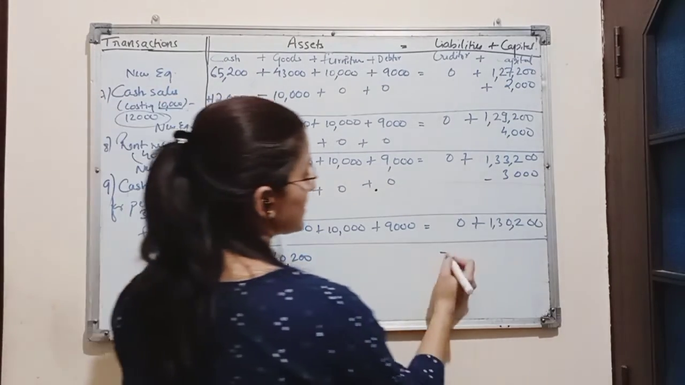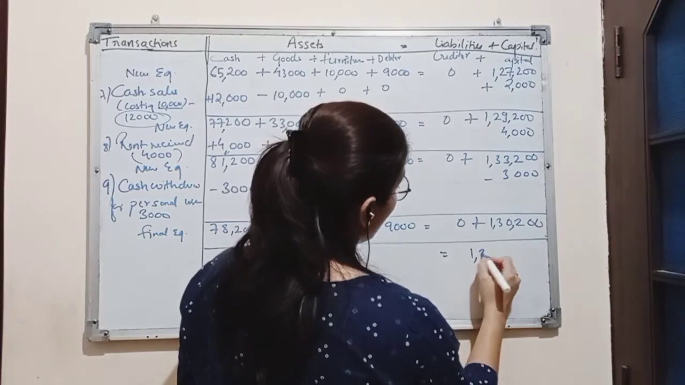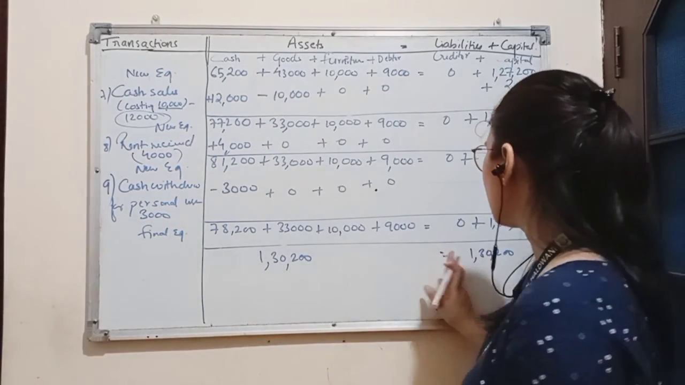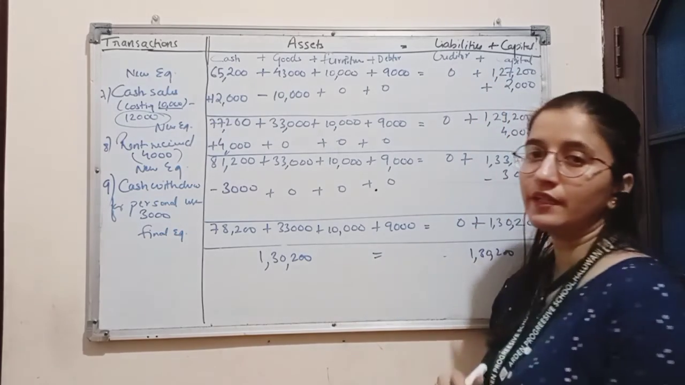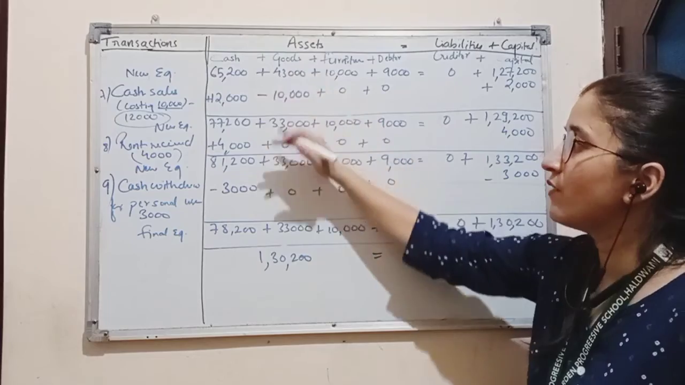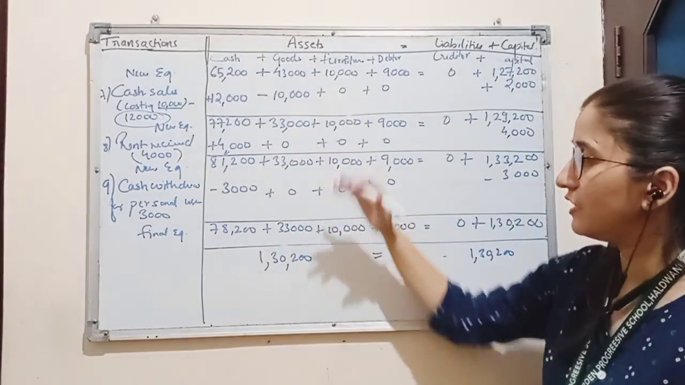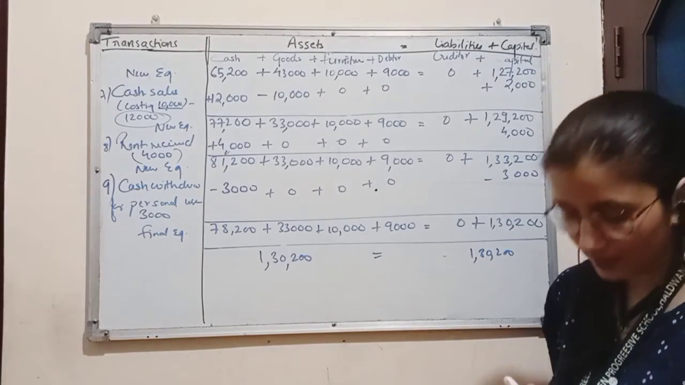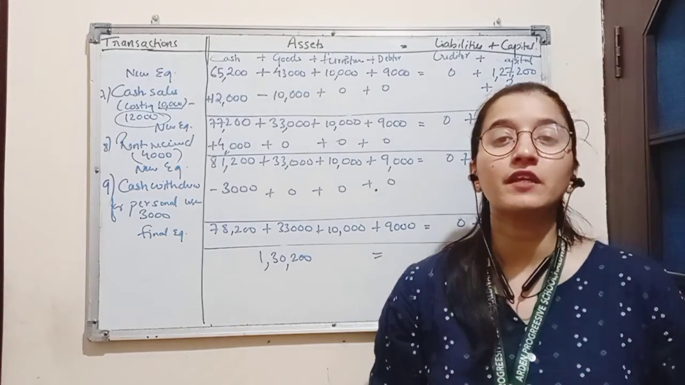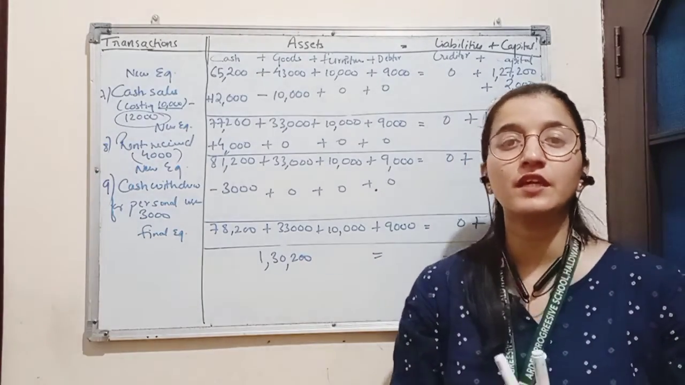So now if we total the asset column, we will get the total amount 1,30,200, and the same amount we have on the liability side also. So by this it is proved that the equation here is balanced, which means whatever effect we have shown of each transaction, it is correct. So this is how we will solve the numerical question based on accounting equation.